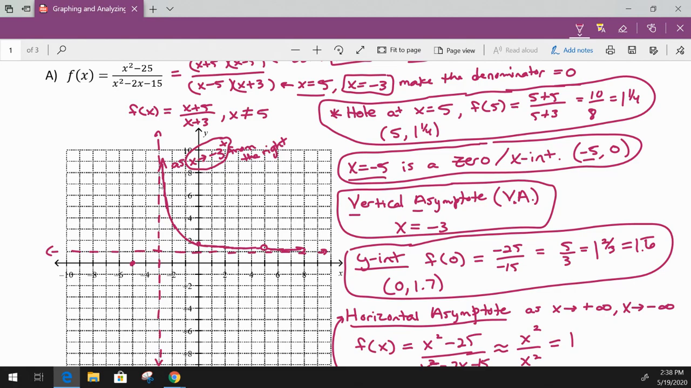So as x is approaching -3 from the right side of the graph, the function f of x, which is basically your y coordinates, is going to positive infinity.